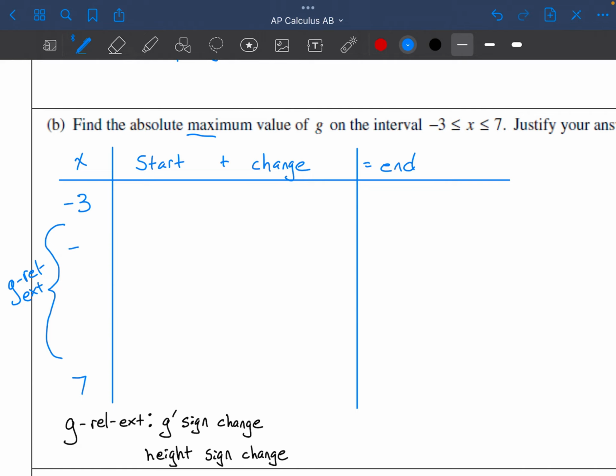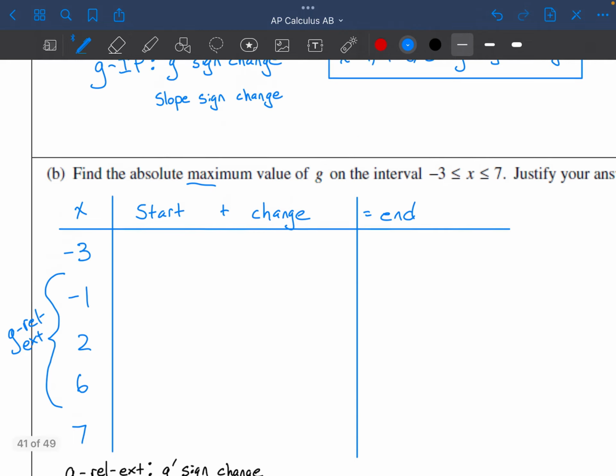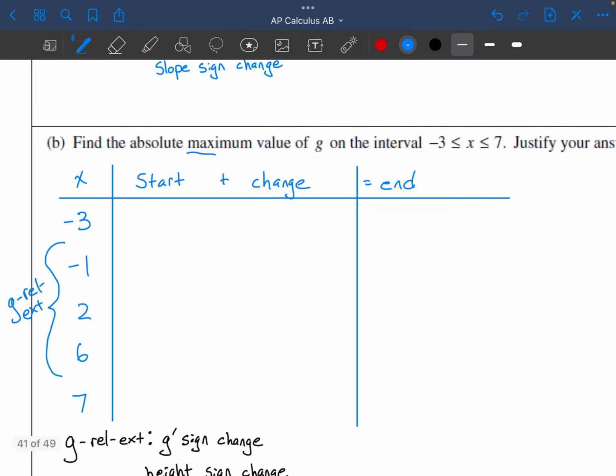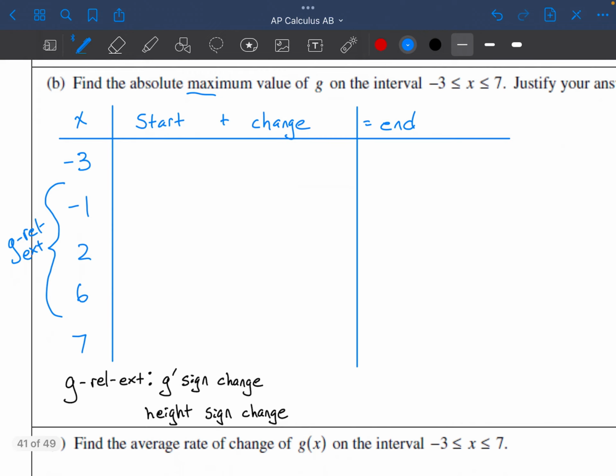So -1, 2, and 6. But here's the thing, you don't have to do all of them because there's a cool analytical way to exclude doing those. Remember that we're after a maximum, and the definition of a relative maximum is where there's a sign change, and I'm kind of adding on to the definitions down here. It's a sign change from a positive to a negative. That would be a relative max.